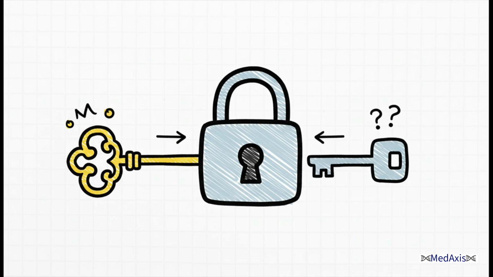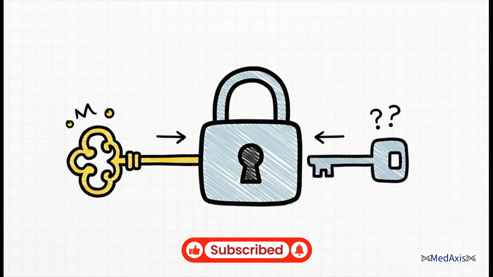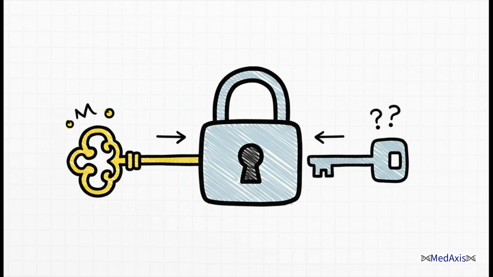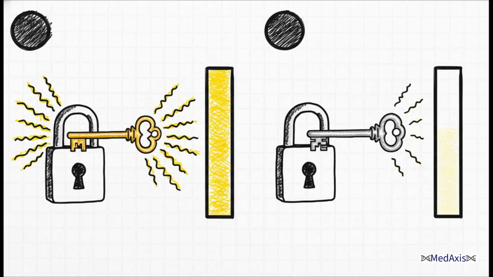Okay, but here's where things get really interesting. Just because a key works doesn't mean it has the same effect. Some are like master keys that throw the deadbolt wide open, while others, well, they might just jiggle the latch a little bit. This brings us to two main kinds of agonists. First, you have a full agonist. That's your master key. It produces the absolute maximum response you can get from that receptor, 100%.